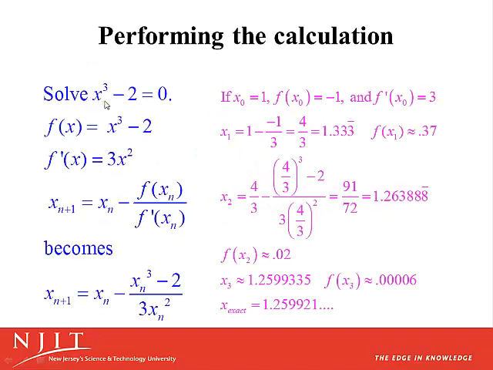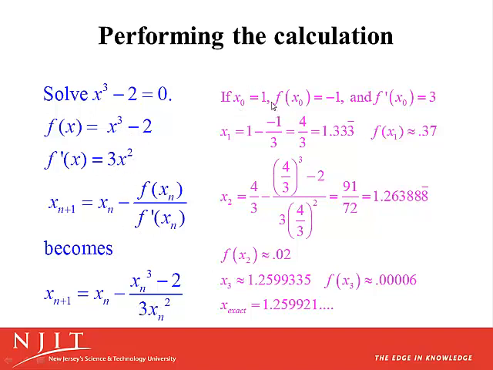So what do we do? We are trying to solve x cubed minus 2 equals 0. f of x is x cubed minus 2. We need to find the first derivative. That's 3x squared. The general rule for our iteration scheme is x sub n plus 1 is x n minus f of x n divided by f prime of x n. And if we plug in our information up here, that becomes x n plus 1 is x n minus x n cubed minus 2 divided by 3 x n squared.